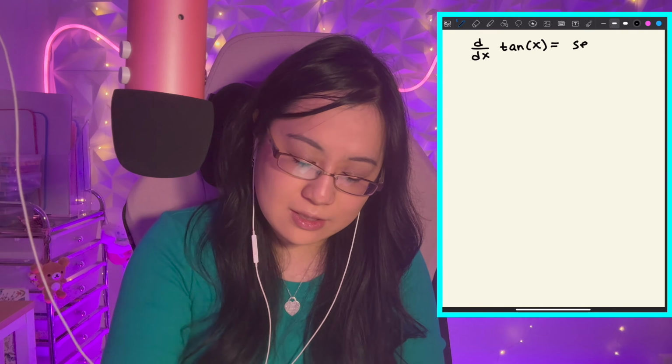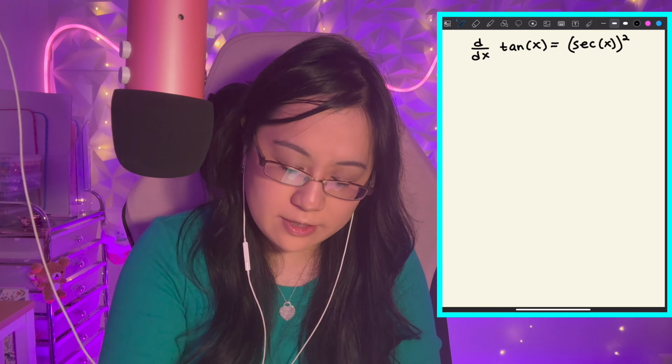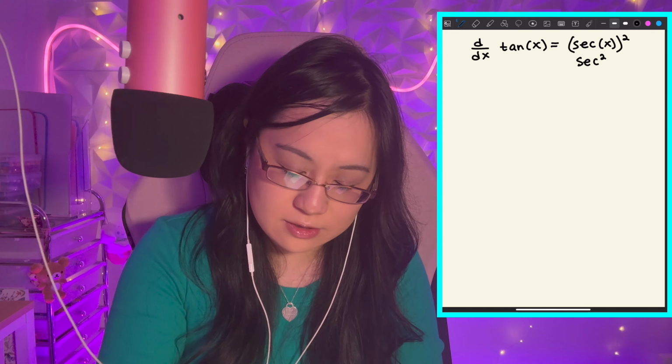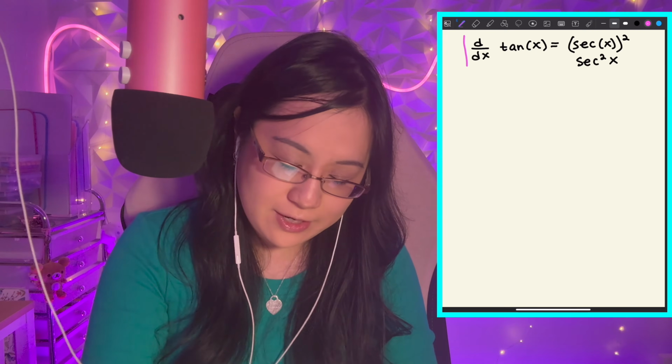So now I can write that one in. d dx of tangent of x is secant x squared, or you can write that as secant squared x. Okay, very nice.